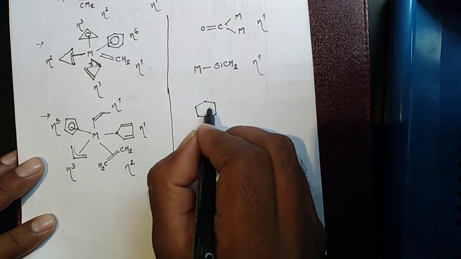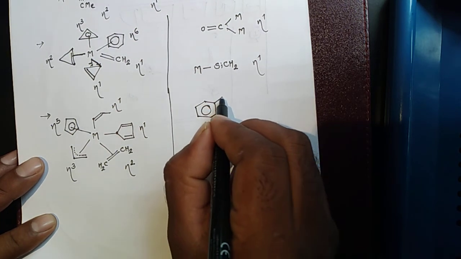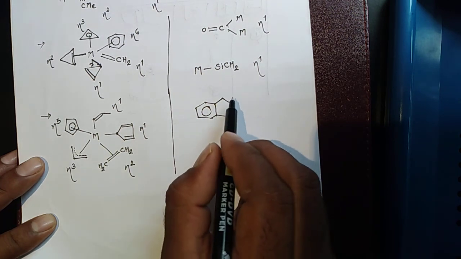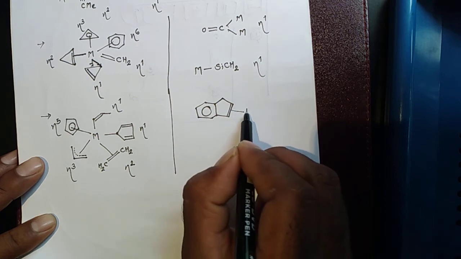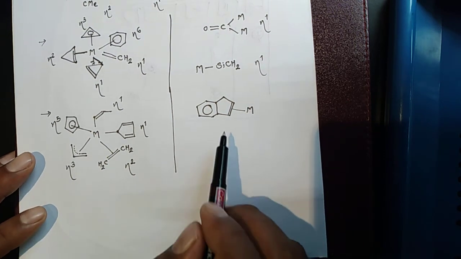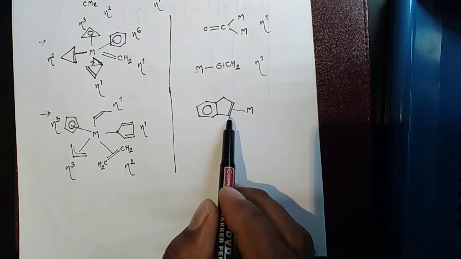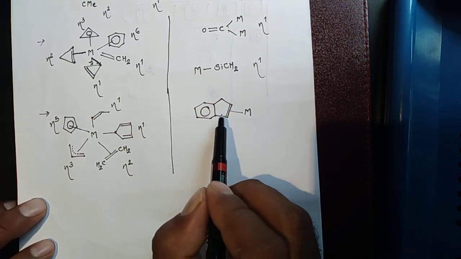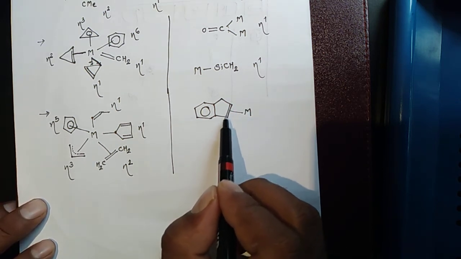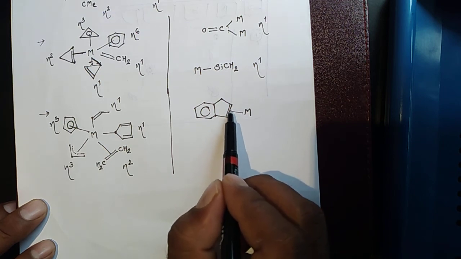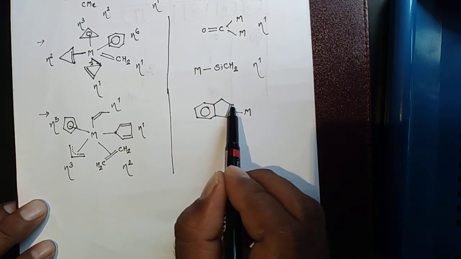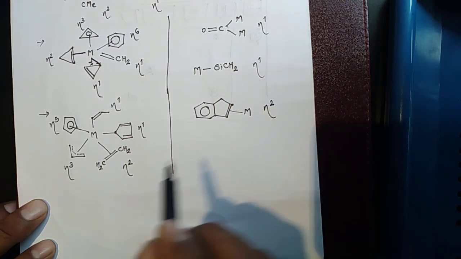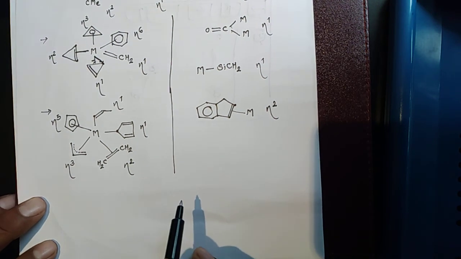This is a benzene ring coupled with a 5 membered ring having a double bond which is directly attached to the metal. Now we have to calculate the hapticity of this compound. See here, the metal is directly attached to this double bond, which means the metal is attached to only these 2 carbon atoms, so the hapticity is 2 in number.